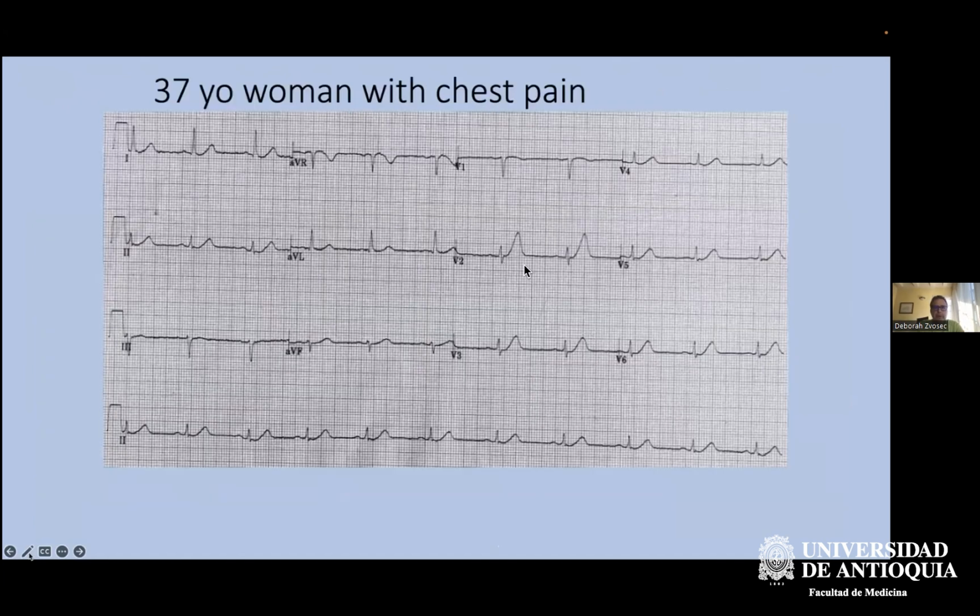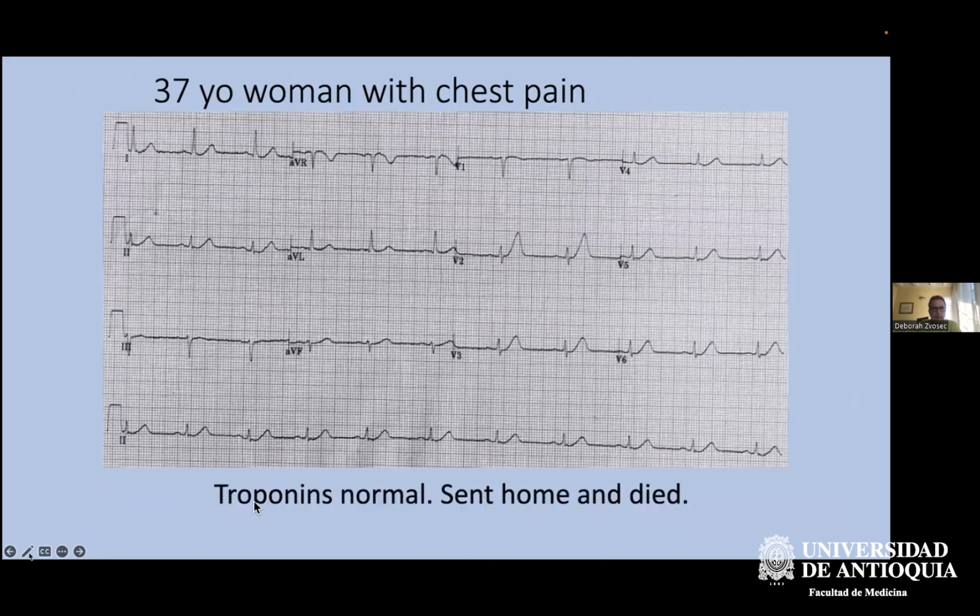37-year-old woman with chest pain. She had no ST elevation at all, anywhere. Massive T wave though. This is diagnostic of LAD occlusion. Diagnostic. All troponins were normal. Patient was sent home and died. This ended up being transient.